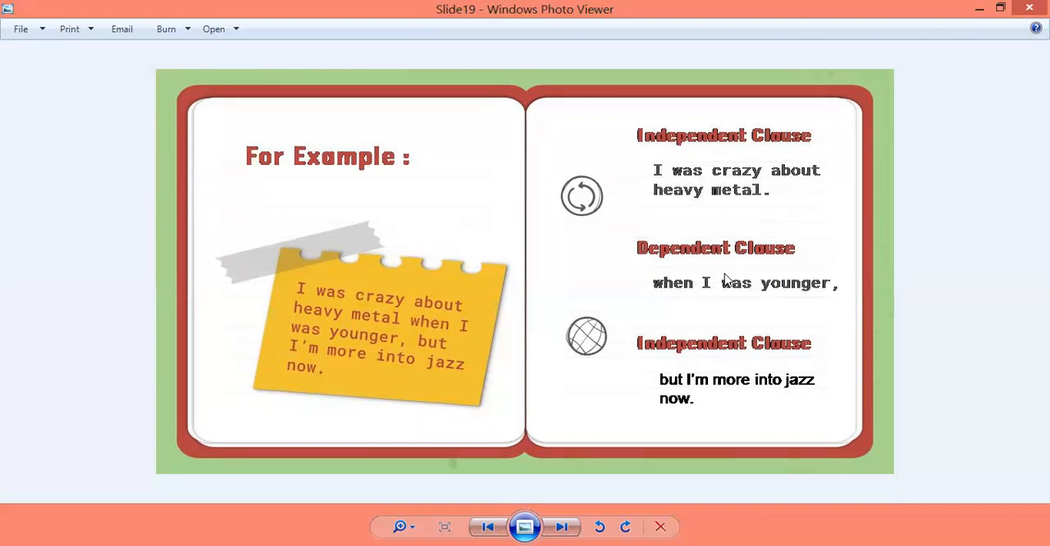But the next clause, which is when I was younger, यहाँ पे हमारा conjunction क्या है? When, right? When I was younger is a dependent clause. It needs more information for it to stand. इसके बाद वाला जो sentence है, but I'm more into jazz now. पर अब मैं jazz में ज़्यादा हूँ. Like this is making sense. कि अब मुझे jazz ज़्यादा अच्छा लगता है. Jazz is again a kind of a music form. It's a music genre, right? And hence this is making sense. Independent है, ये dependent है और ये independent है. Here we have two independent clauses and we have one dependent clause. And hence this entire sentence is a compound complex sentence.